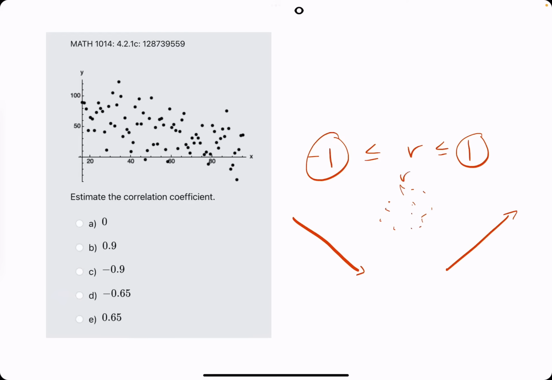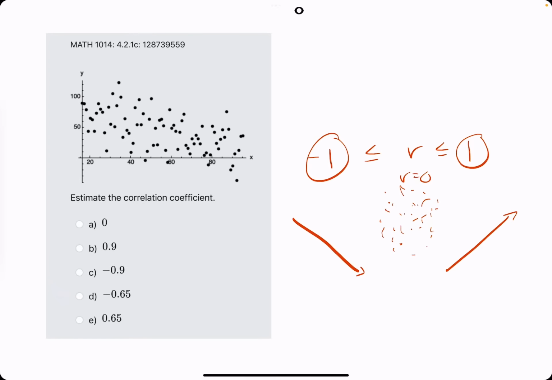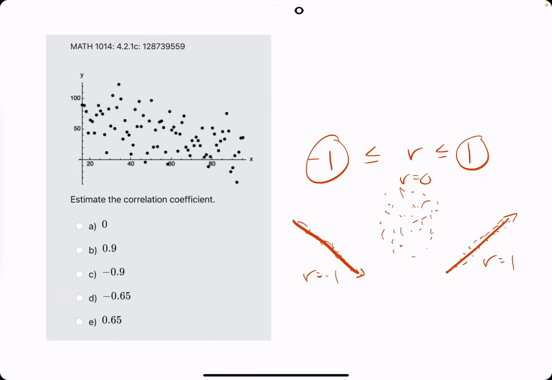For example, r equals 0, which is right in the middle of -1 and 1, is the most non-correlated situation of points you could see. So basically, if you have points that are really tight-knit in a negative slope, that would be a correlation coefficient of -1. And if you see a tight-knit bunch of points in a positive slope, that's r equals 1. And then you have a spectrum from there, right?